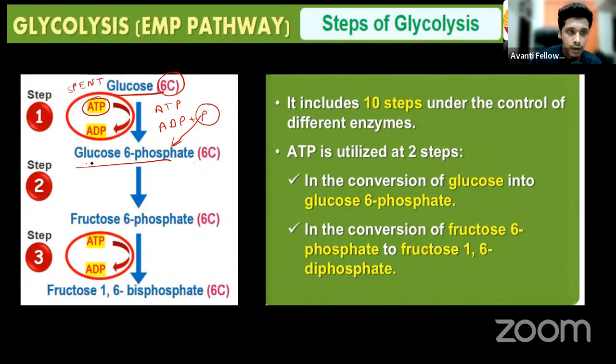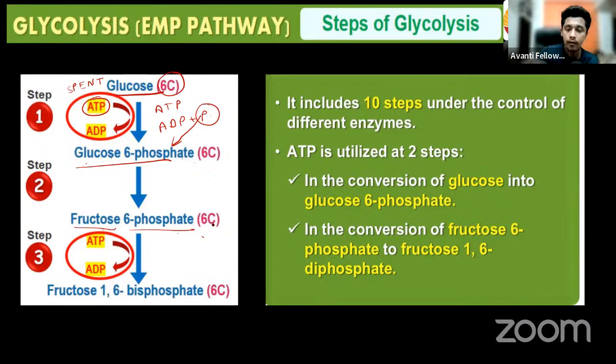Next, after glucose 6-phosphate, it is converted into fructose 6-phosphate. This fructose 6-phosphate is isomerized, correct? Glucose and fructose are isomers. So to convert glucose into fructose, isomerase is the enzyme. Isomerase will come and help in conversion of glucose 6-phosphate into fructose 6-phosphate. After we have fructose 6-phosphate, again one more ATP molecule has to be spent.